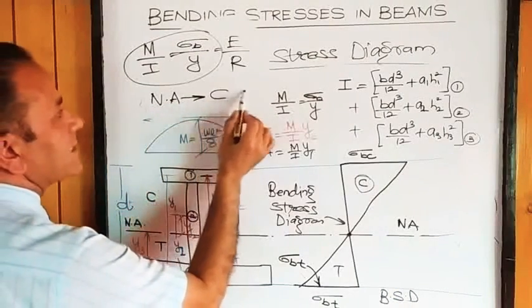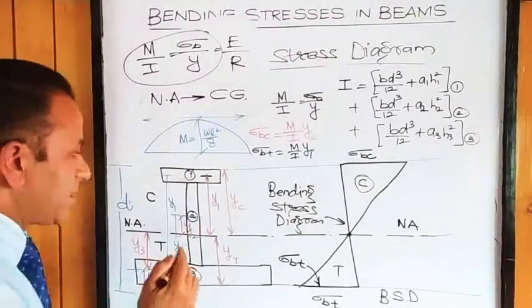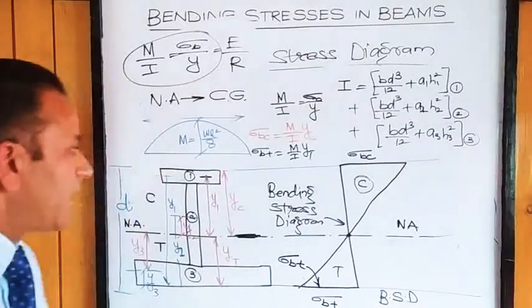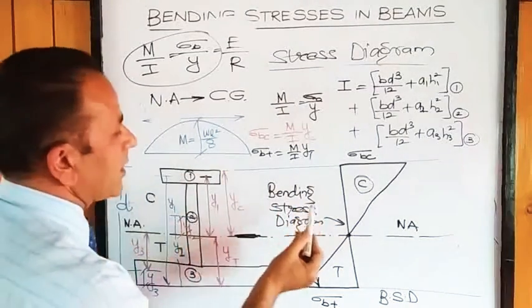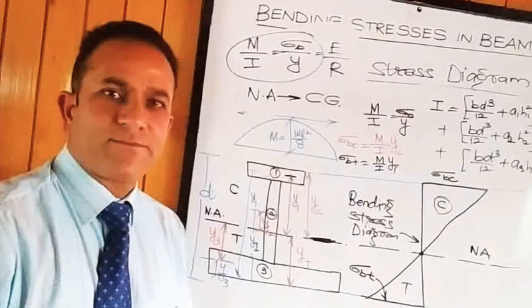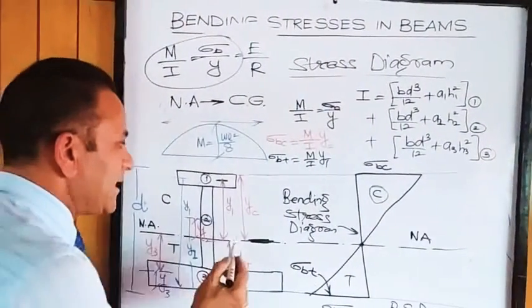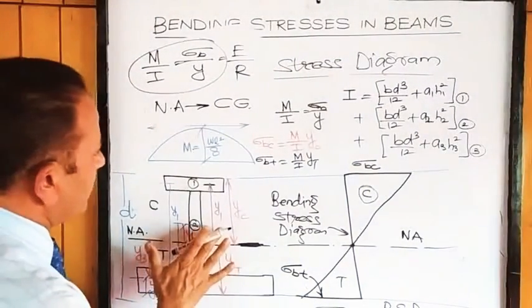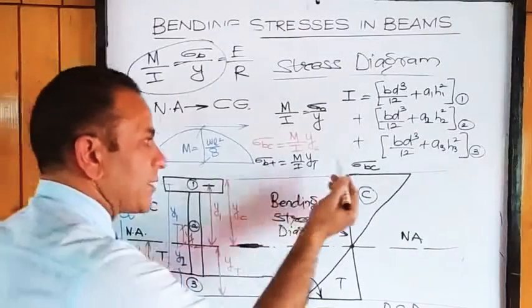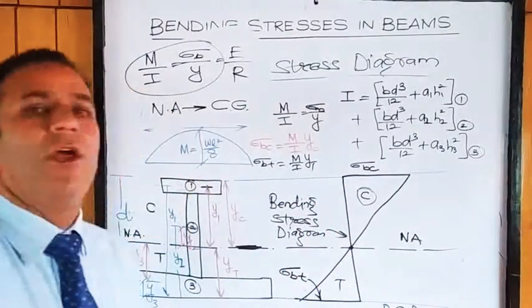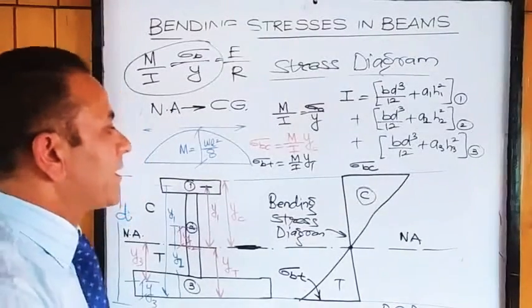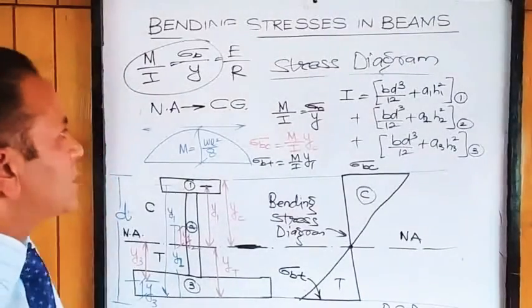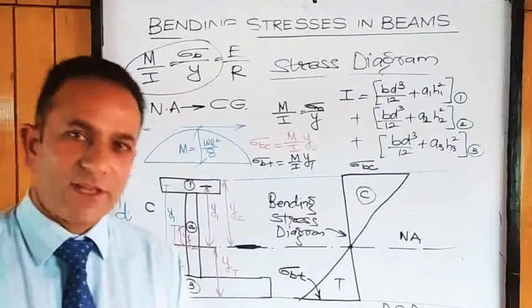Neutral axis will be at the CG. So we'll have to locate the CG of the member. If it is a symmetrical beam, then CG will be at the center. If it is an unsymmetrical beam, we will have to calculate this CG using our unit. After calculating the CG, we will have to determine the stresses at the top level and at the bottom level, and then we will have to draw the pattern of this bending stress, how the variation of bending stress takes place. So this is our scope in this particular topic. Thank you so much.